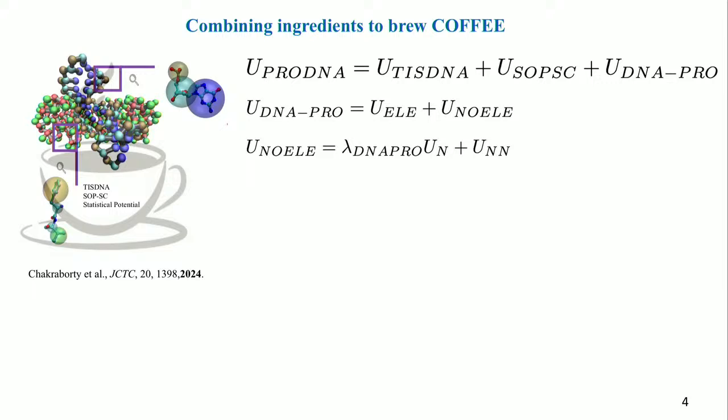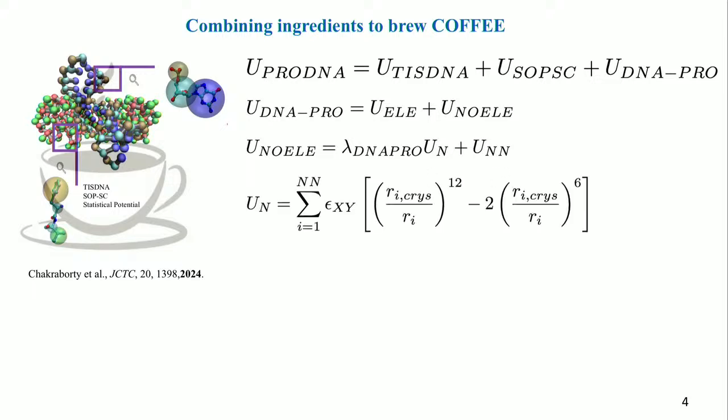So here, by native interactions, I mean where two given residues are already in contact in a reference structure, which could be an X-ray structure or an NMR structure. So typically this is like a Go interaction, just to put it simply. And this lambda DNA-pro basically controls the strength of this DNA-protein contact potential. And residues which are not in contact in the reference structure, we consider them to be non-native, and these interactions are purely repulsive.